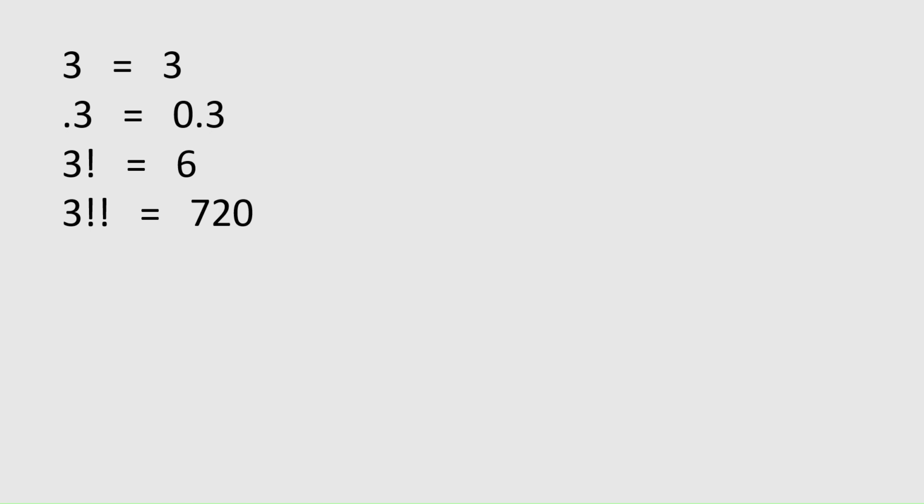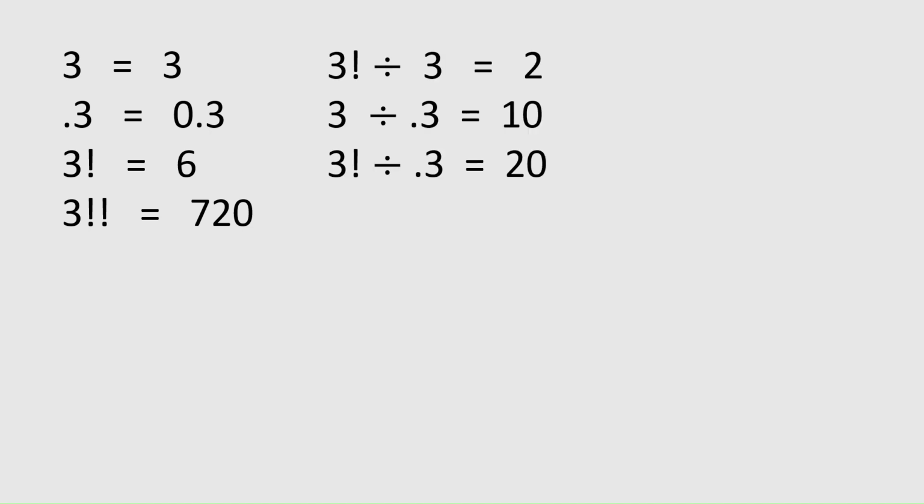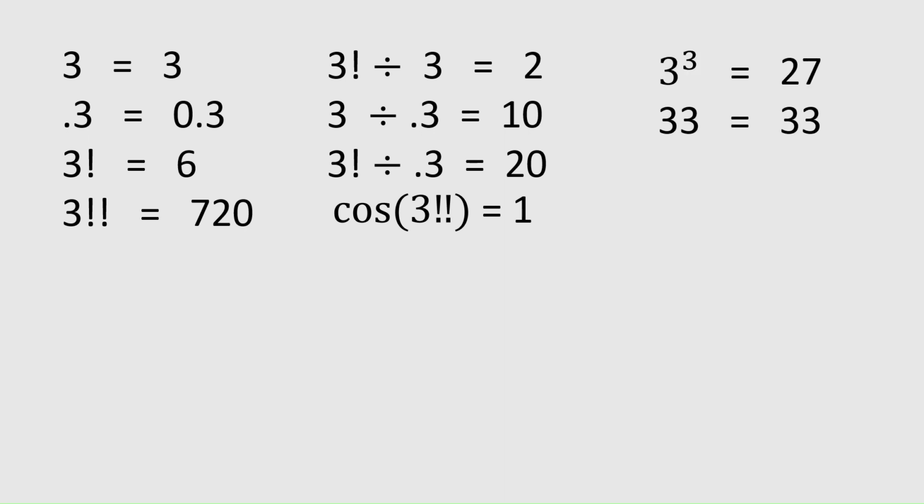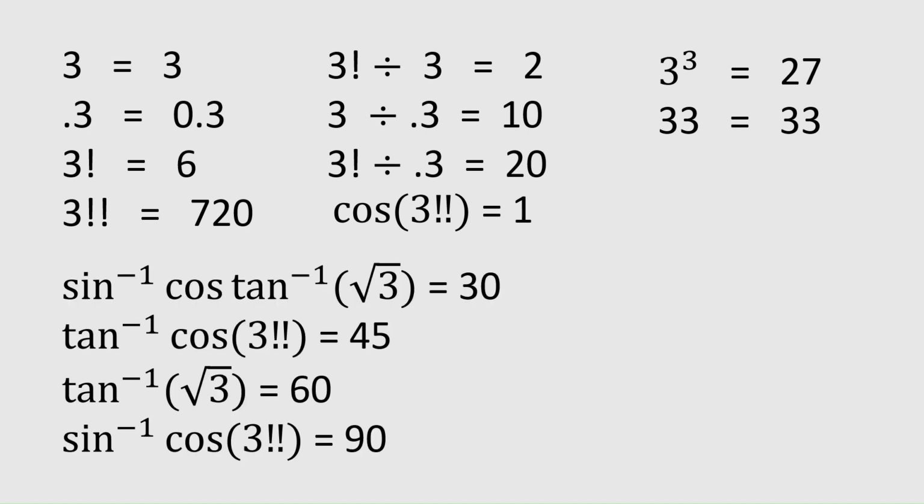Alright, let's review what we've learned so far. There are many ways to express 3 as a variety of different values. You can express it as 3, 0.3, 6, or 720. Which we can then use to make 2 using 2 threes, 10 using 2 threes, 20 using 2 threes, and 1 using only 1 3. We can also make 27 and 33 with 2 threes. Using more trigonometry, we can make 30, 45, 60, and 90 using only 1 3.